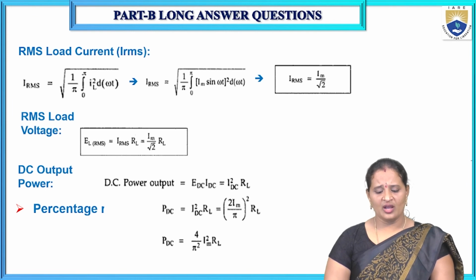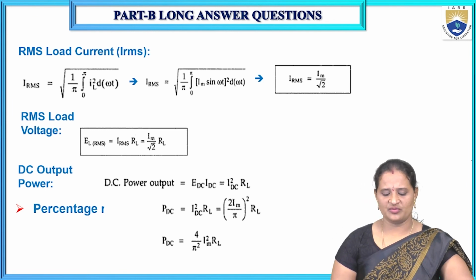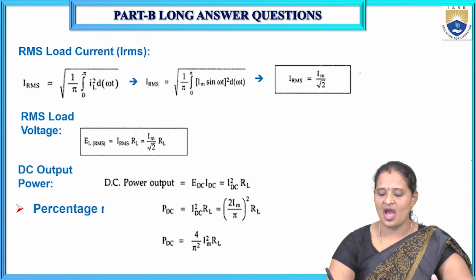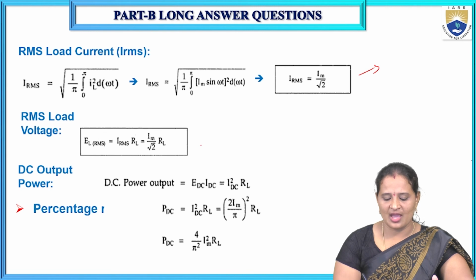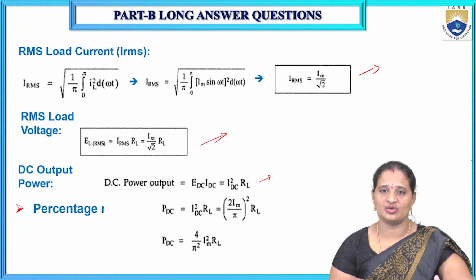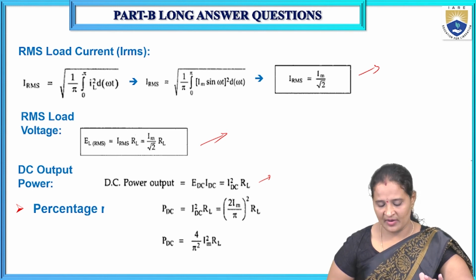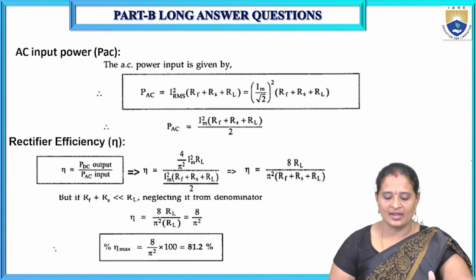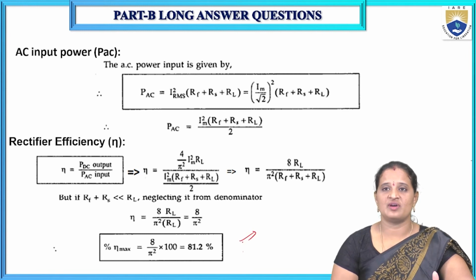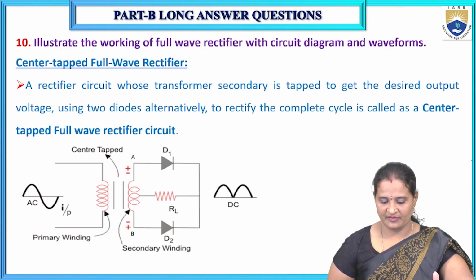Similarly for full wave rectifier. First of all, for deriving that efficiency, we need the RMS value of current and the RMS value of voltage. And from these, we need to calculate the AC power delivered to the load and also the DC power delivered to the load. And then we have to get the ratio so that you will be able to find out the efficiency of half wave rectifier and full wave rectifier.